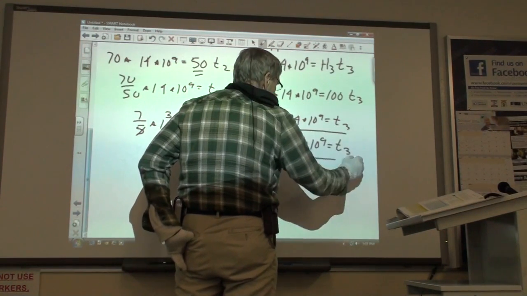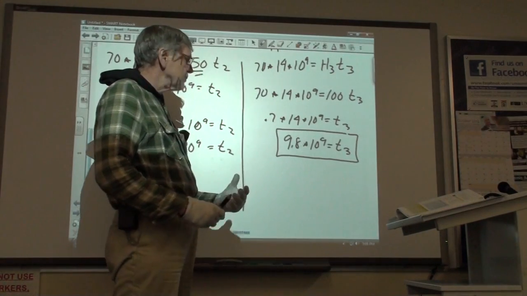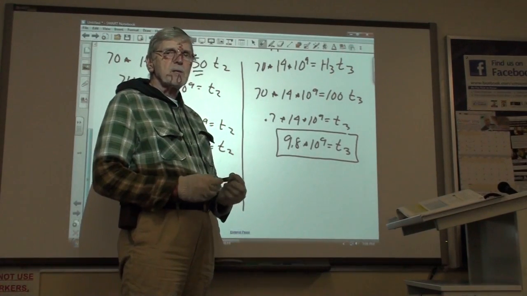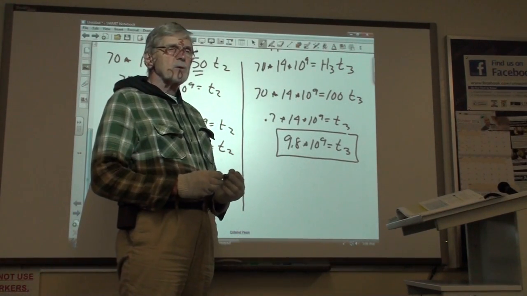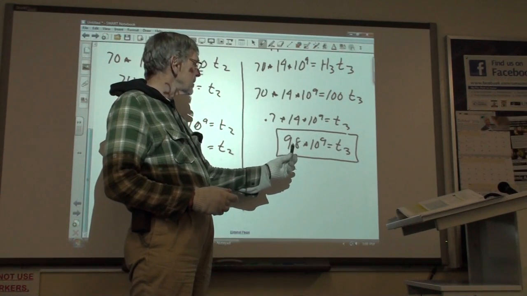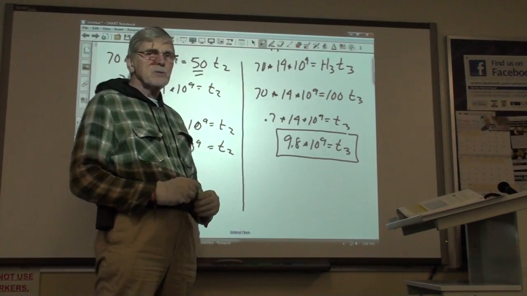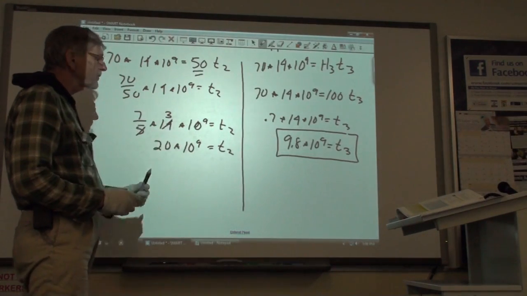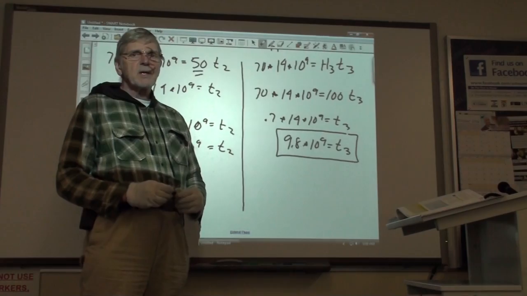Now the trouble with a universe that's 9.8 billion years old is that we already see stars that are 13 billion years old. So this is too young. So a Hubble constant of 100 gives you a universe that is too young. A Hubble constant of 50 gives you a universe that is too old.